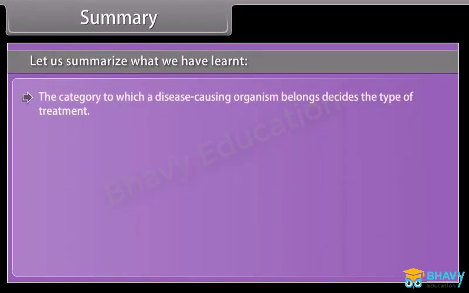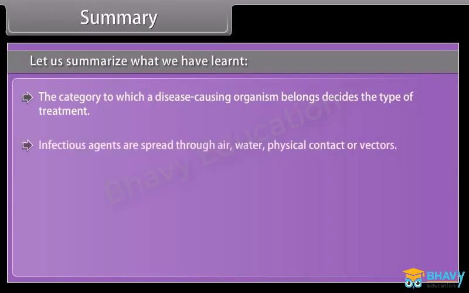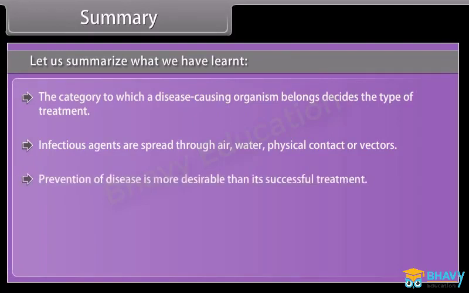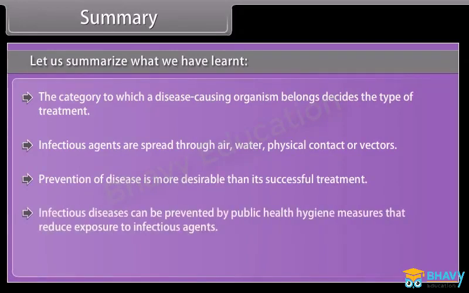The category to which a disease-causing organism belongs decides the type of treatment. Infectious agents are spread through air, water, physical contact, or vectors. Prevention of disease is more desirable than its successful treatment. Infectious diseases can be prevented by public health hygiene measures that reduce exposure to infectious agents.